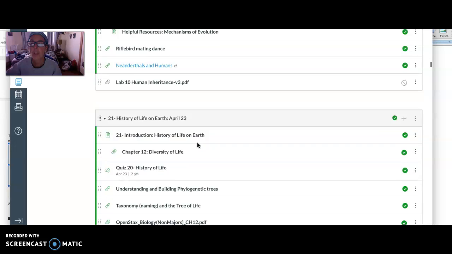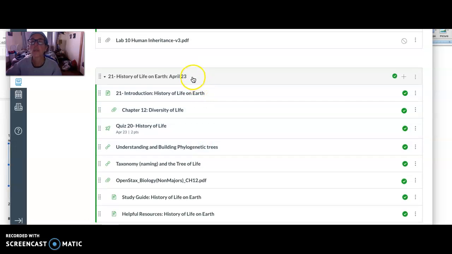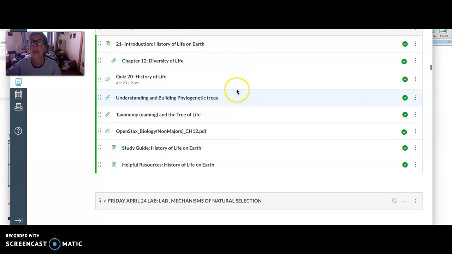the bottom. For the history of life on Earth, which will be for Thursday, I have added some more Khan Academy resources about building phylogenetic trees. That is a way to distribute and form a picture of evolutionary relationships. And there will be a lab this week practicing that as well. And then how to use taxonomy, how we go about naming species and other higher levels of classification, how that relates to their relationships in evolution. And again, study guide and helpful resources.